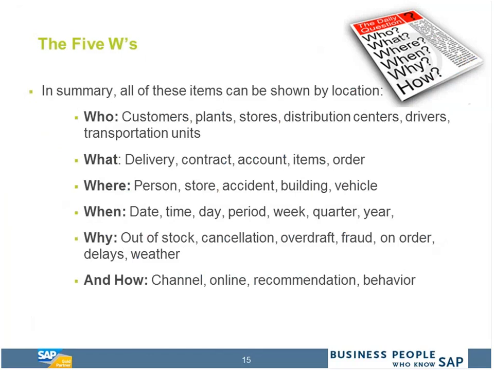Here are the standard 5 W's. All items can be answered by location. For example, who is my customer? What is the mode of delivery? Where is my salesperson or delivery truck? When will the delivery get here? Why is there a delay? And how can I change behavior?